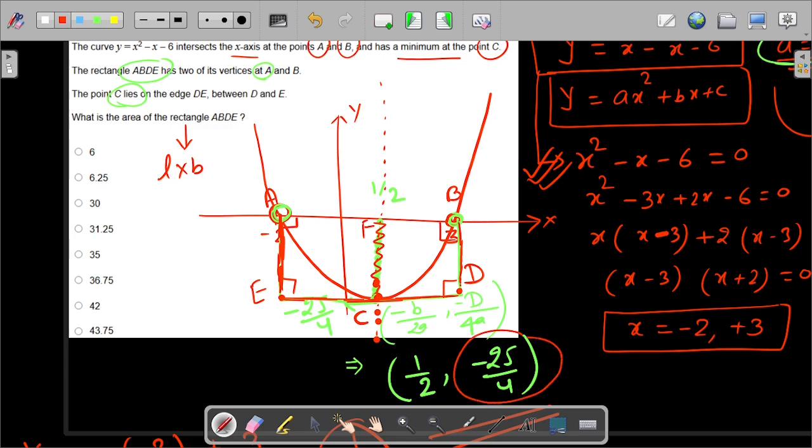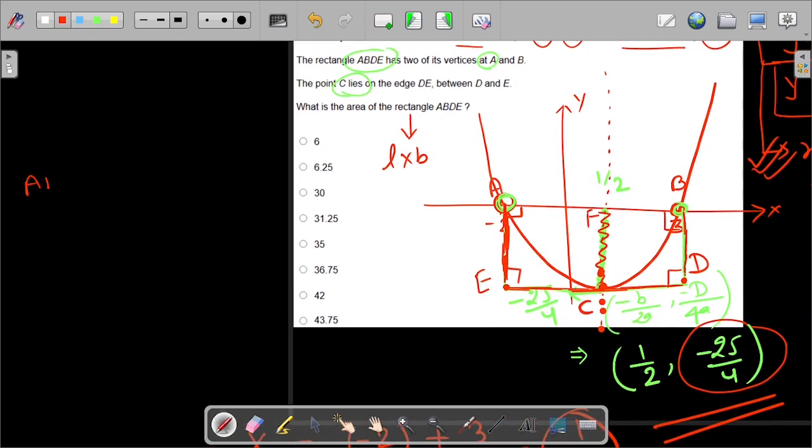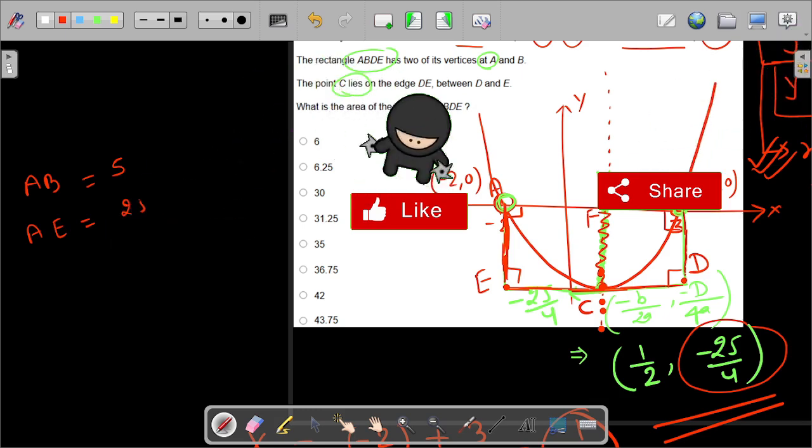See, we have to find the length only, not the coordinate. So I will not take the negative sign here. We are interested in the length of the CF. So CF is 25 upon 4, right? So we have the width of the rectangle. Just need to find its length. So we have to find AB. I have the coordinate of A, that it is -2, 0, and this B is 3, 0. So it's obvious that the length is 5 units, right? 3 units on the right hand side, 2 units on the left hand side. So AB is 5, and AE, that's the width of the rectangle, is 25 upon 4.